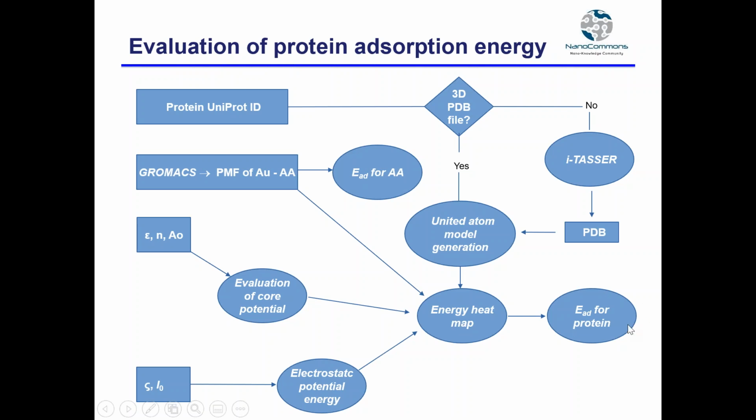After this, we can further condense it and calculate the complete Boltzmann average interaction energy for the entire protein with the nanoparticle. So I'll show you examples at the end. The outputs of the model are as follows: adsorption energy for individual amino acids, then an energy heat map by orientation for the entire protein, and adsorption energy for the entire protein.